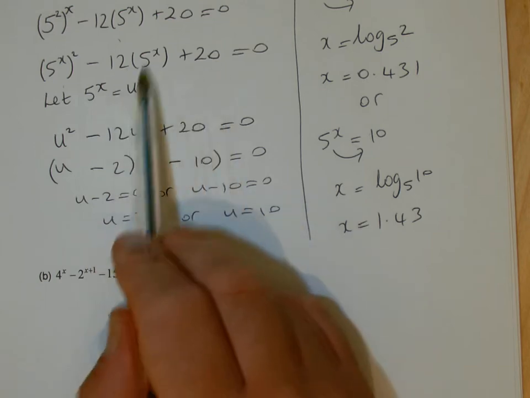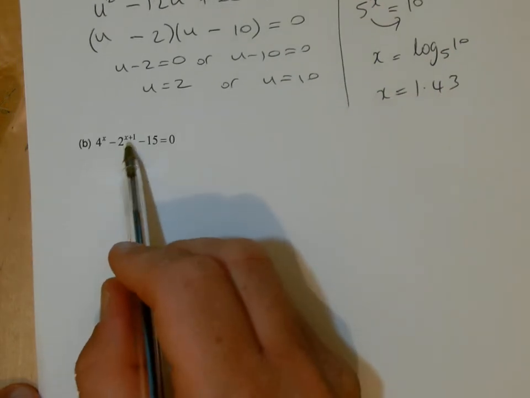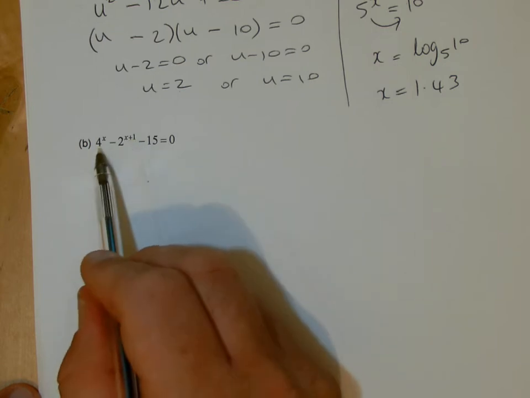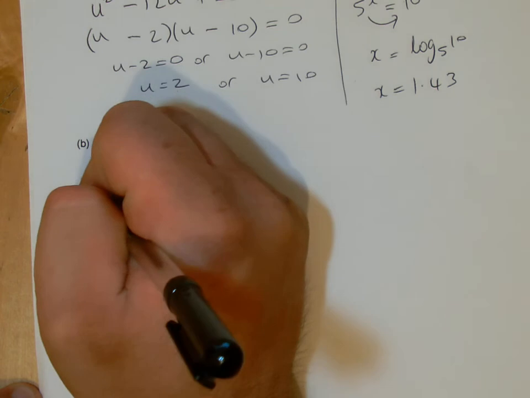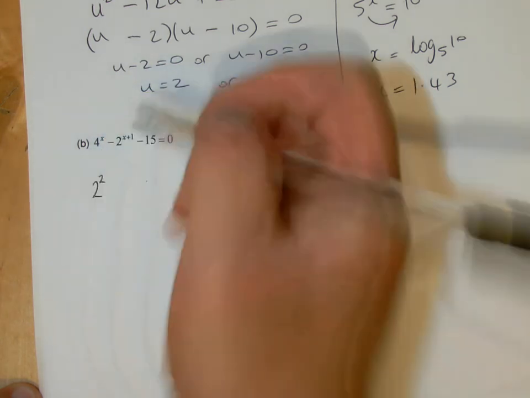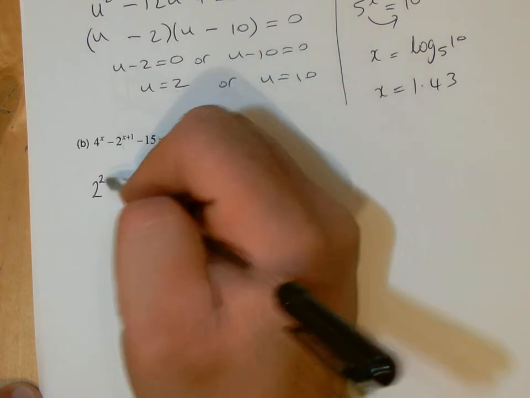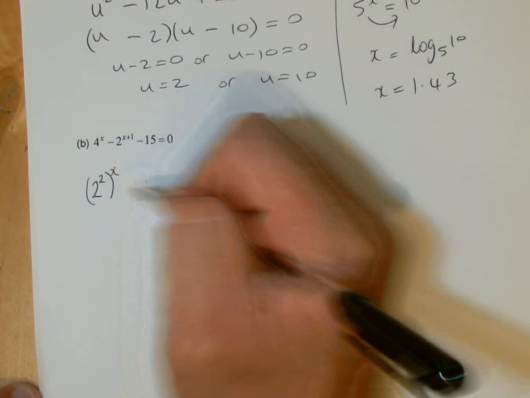So we could let u equal to 5 to the power x. We need to do something similar here, but there's a bit more work because here we've got 2 to the power of x plus 1, which is a bit of a pain. And here it's not even 2, it's 4, isn't it? However, we could rewrite 4 in terms of 2, couldn't we? So we could write 4 as 2 squared. Okay, so that's what 4 can be rewritten as. 2 squared. 2 squared is 4. Put a bracket there then because it's to the power x.